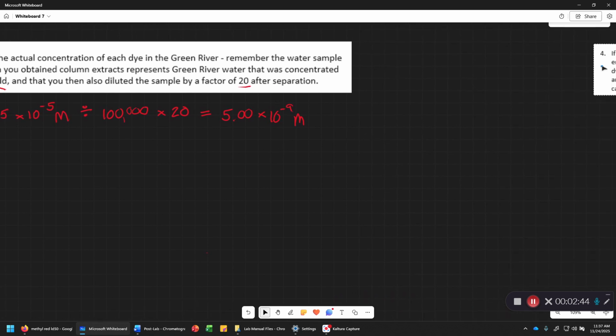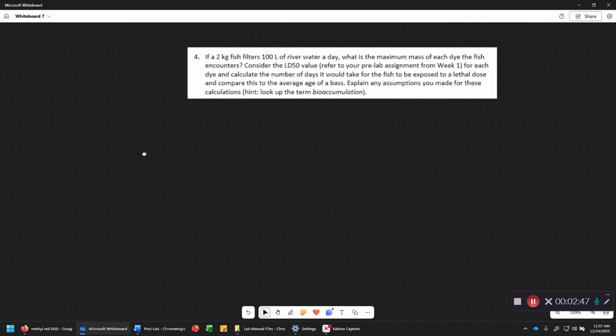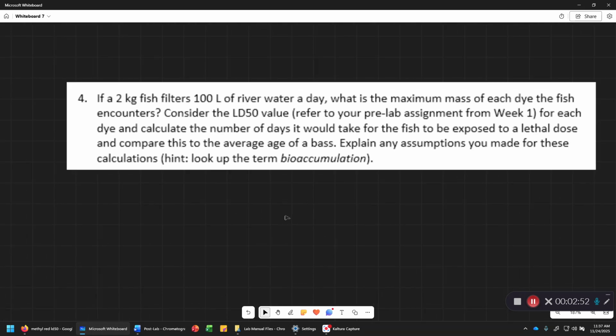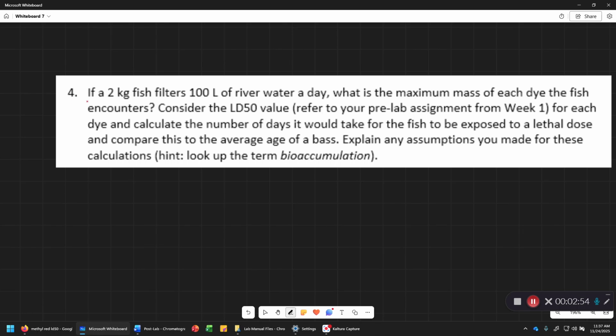Okay, now we have number 4. Let me bring it over here. I'm just going to read through this problem because it gives us some numbers and it tells us what to calculate. It says that if a 2-kilogram fish filters 100 liters of water a day, what's the maximum mass of each dye the fish encounters? Consider the LD50 value. Refer to your pre-lab assignment from week 1 for each dye and calculate the number of days it would take for the fish to be exposed to a lethal dose, and compare this to the average age of a bass. Explain any assumptions you made for these calculations.